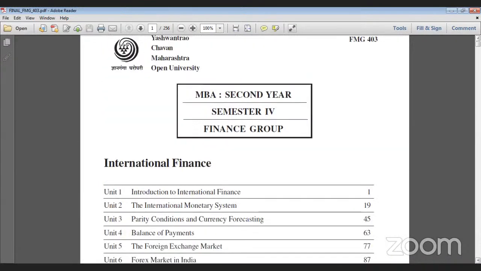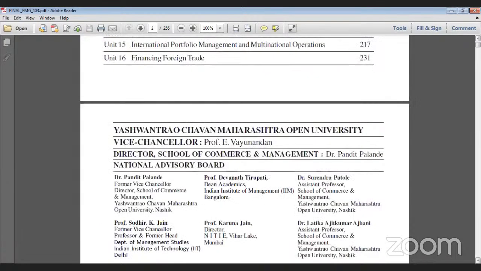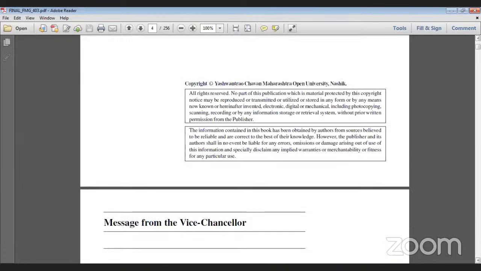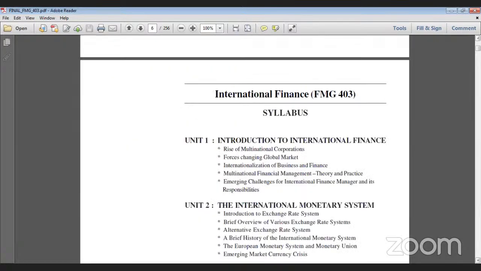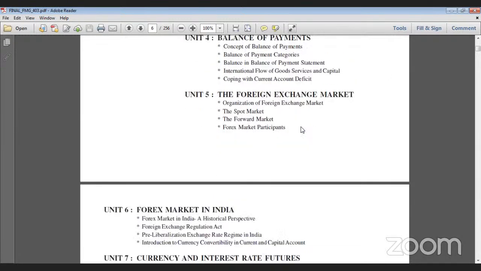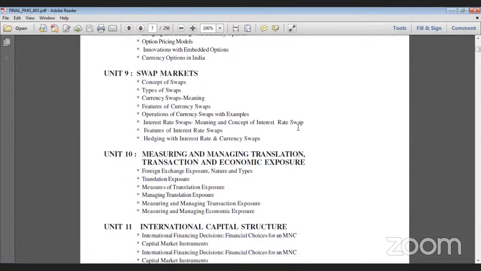So today we start our introduction to international finance. In international finance, there is rise in multinational corporations, forces changing the global market, internationalization of business and finance, multinational finance management theory and practices, emerging challenges for the international finance manager and its responsibility. So these are the topics which we cover in unit number 1. So focus on unit number 1. We start here.